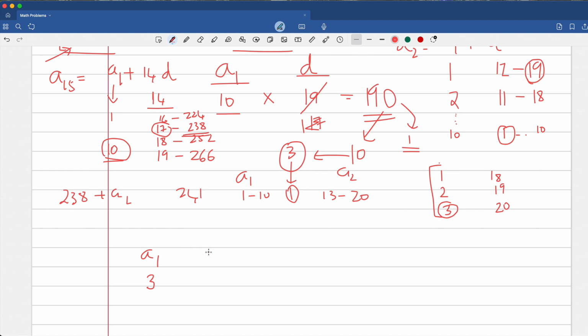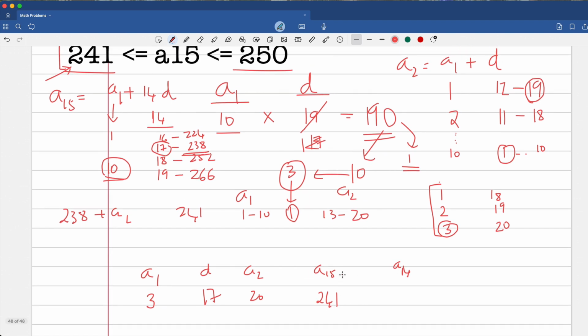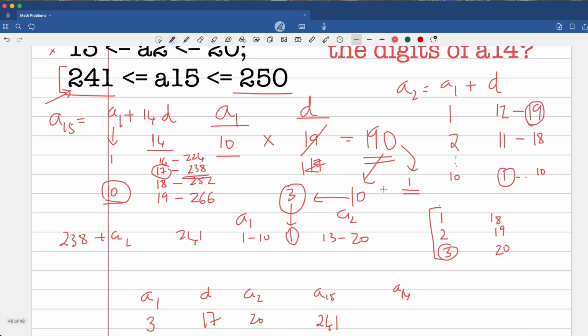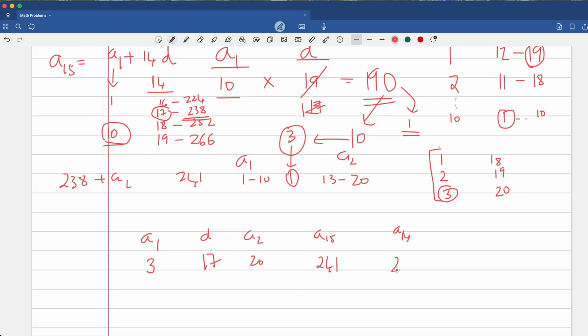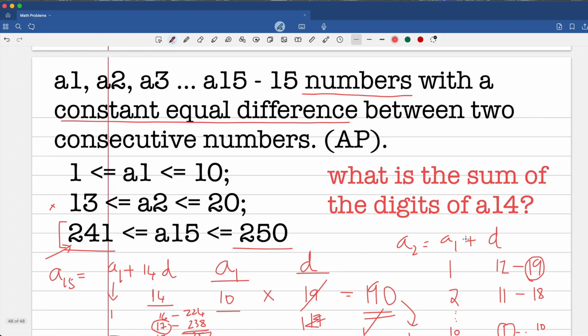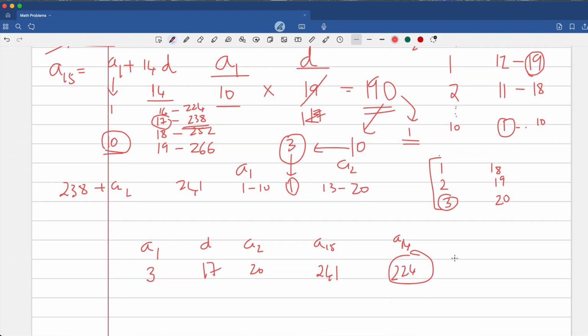The difference has to be 17, making A2 20, making A15 241, and making A14 17 less than this, because the difference is 17. 17 less than this is 224. And therefore, answering this question makes it the sum of the digits is 2 plus 2 plus 4, which is 8.